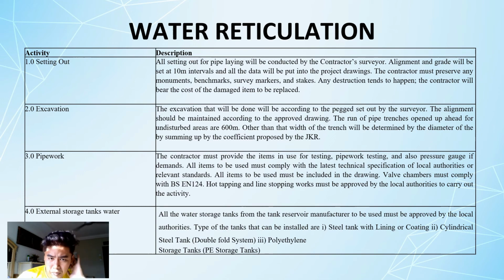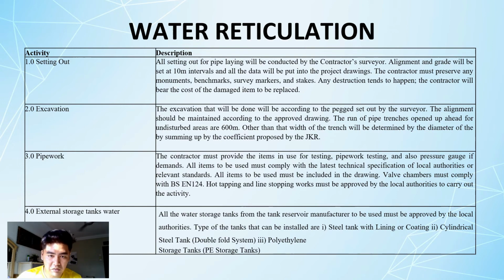The third activity is pipe work, where the contractor must provide the items used for testing, pipe work testing, and also a pressure gauge if demanded. All items to be used must comply with the latest technical specification of local authorities or relevant standards. All items to be used must be included in the drawing. The valve chamber must comply with the specification, which is BS EN 124. Hot tapping and line stopping work must be approved by the local authorities to carry out the activity.